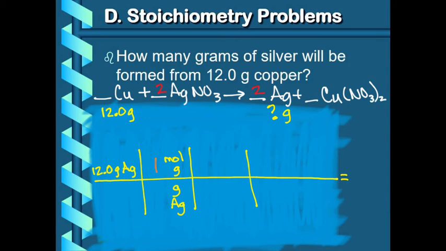I wrote silver, and it's supposed to be copper. So I've already messed this one up. Just know I'm going to restart it right now. So I've erased my silver. I'm going to go back and put in copper. Copper is my known information. That should be Cu for copper.